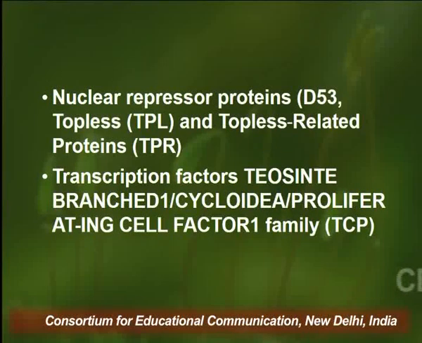Then we have the nuclear repressor proteins D53 or TOPLESS protein, TPL, and again TOPLESS-related proteins, TPR. We have discussed that these are repressor proteins which bind to the transcription factor, thereby preventing the expression of the genes. Then different types of transcription factors also form a component, and the major transcription factors are Teosinte Branched 1 or Cycloidea Proliferating Cell Factor 1 family proteins, or the TCP proteins. So these are the transcription factors.